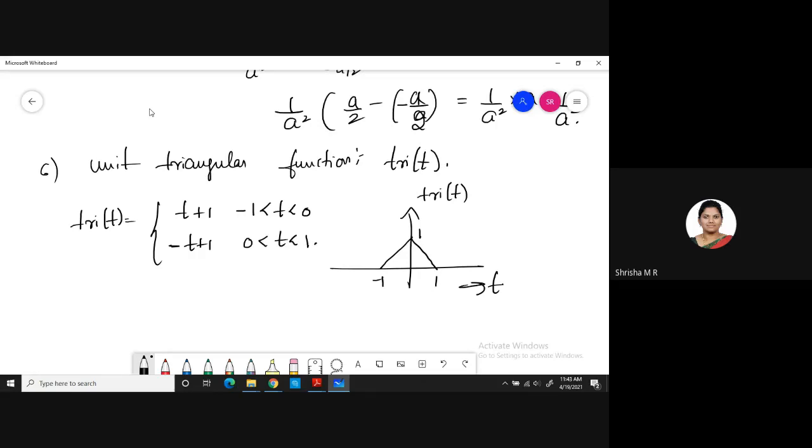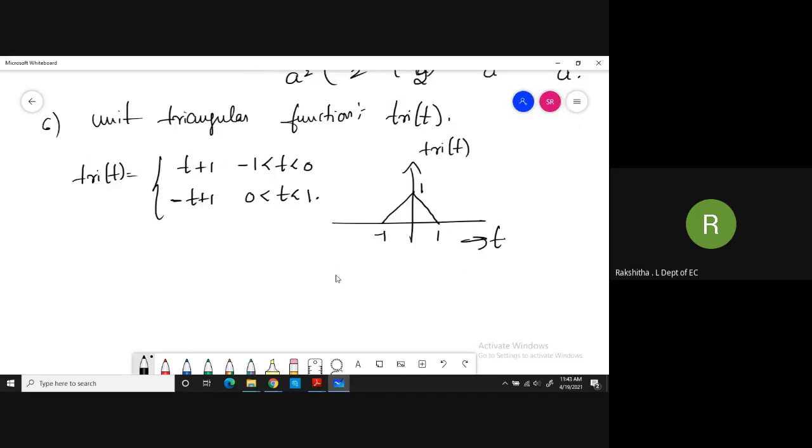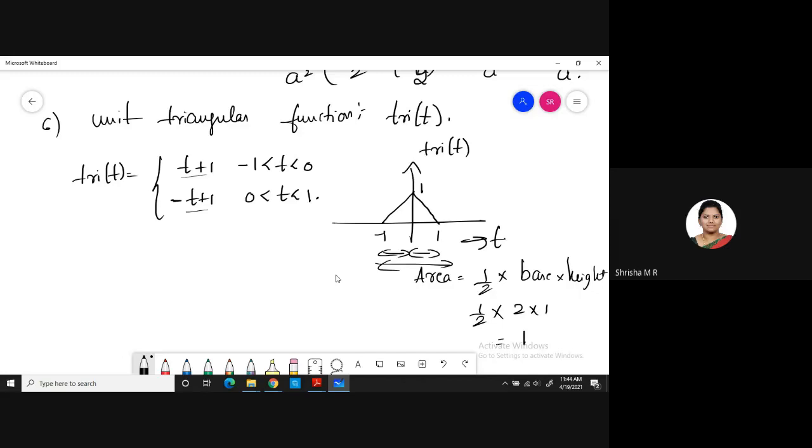Okay, clear everyone? It is t plus 1 between minus 1 and 0, and minus t plus 1 from 0 to 1. So what is the area of this unit triangular function? Ma'am, can you explain how did you take that minus t plus 1? Yeah, I'll explain. First you take down the area. What is the area of this unit triangular function? Half into base into height. So what is base? It is 1 plus 1, it is 2, right? So half into 2 into 1, so area is 1 unit.